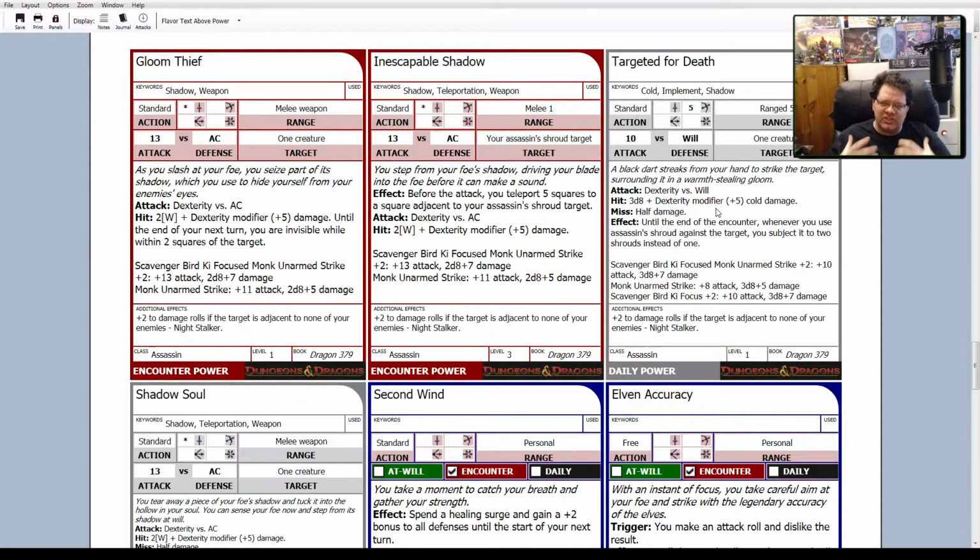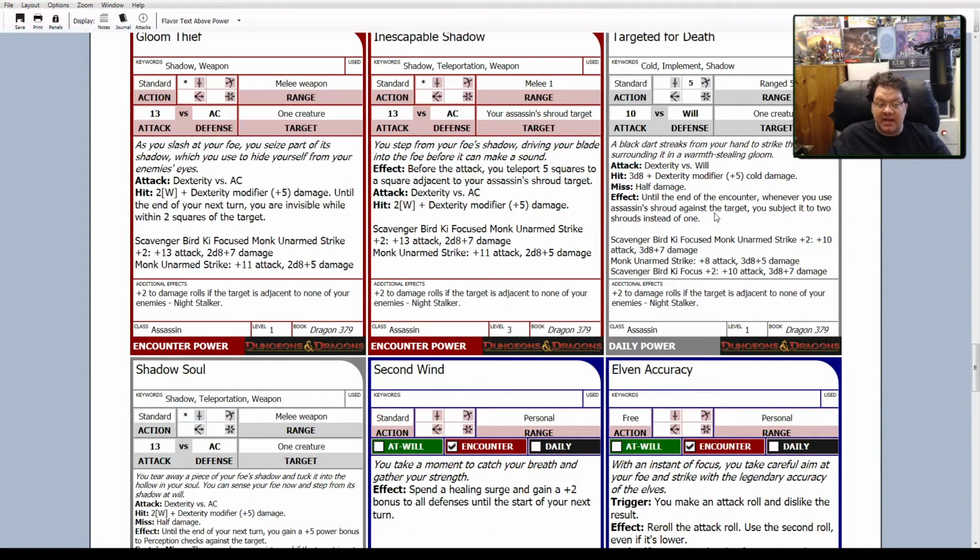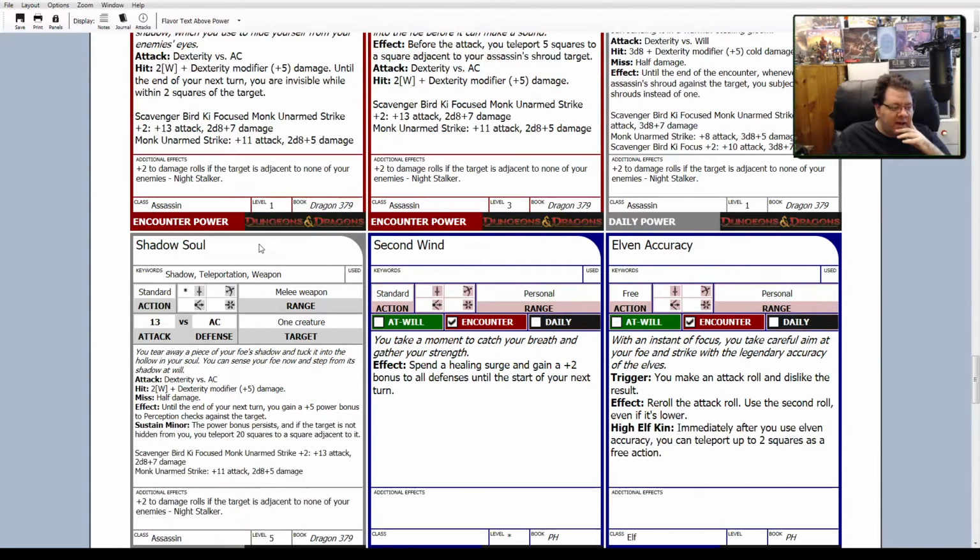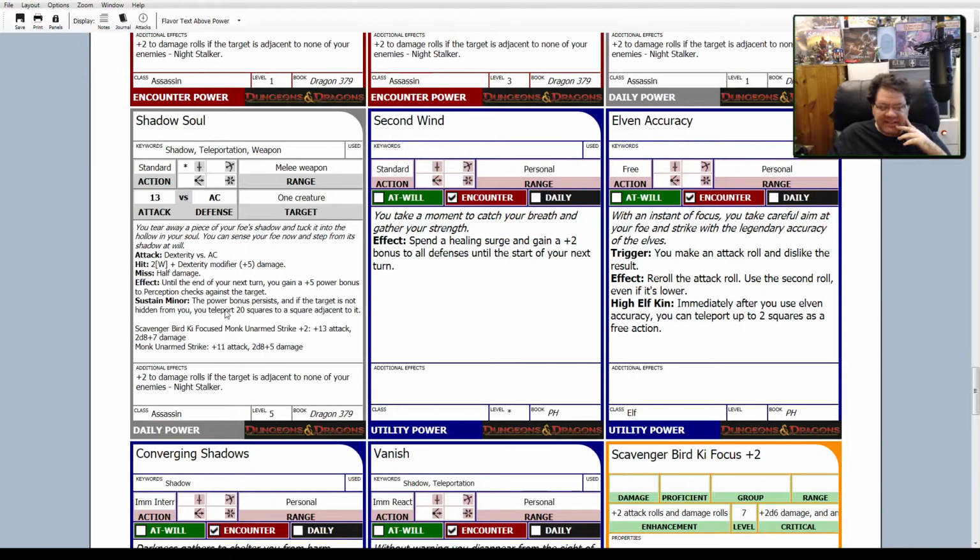Again, dailies you generally only used against really, really tough guys because they did a lot of stuff. The other daily attack I had was Shadow Soul.